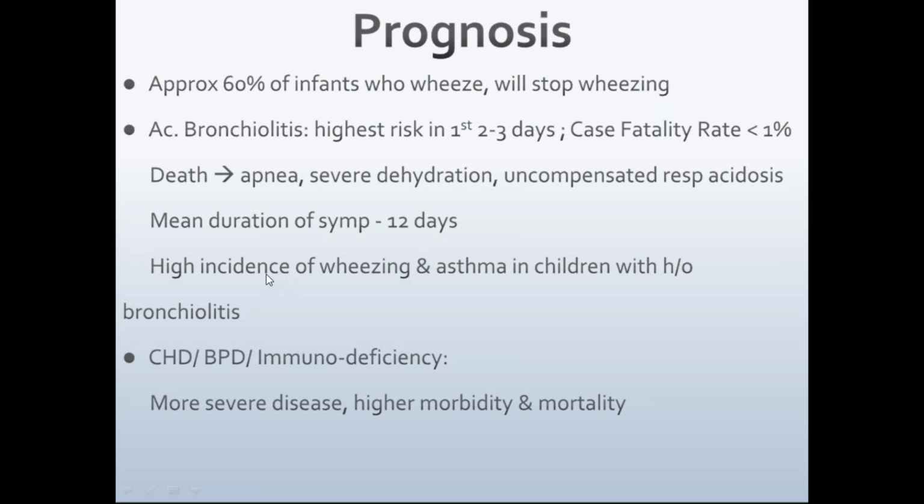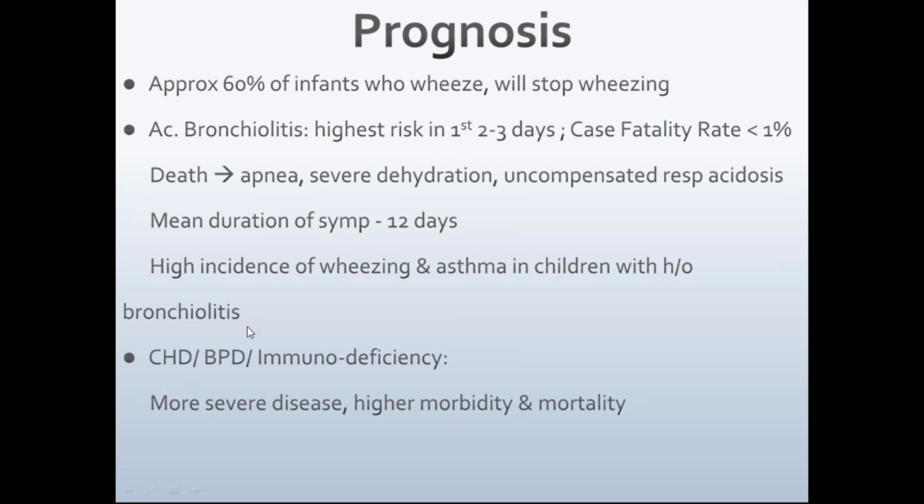High incidence of wheezing and asthma in children with a history of bronchiolitis. So when you are explaining the prognosis, you have to be very cautious in telling this, because there is a high incidence of wheezing and asthma with a history of bronchiolitis. The chance of the child developing asthma in future is higher.